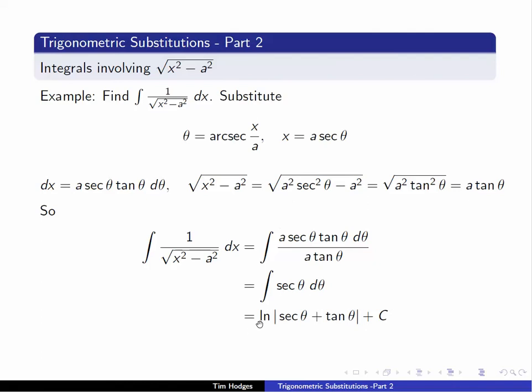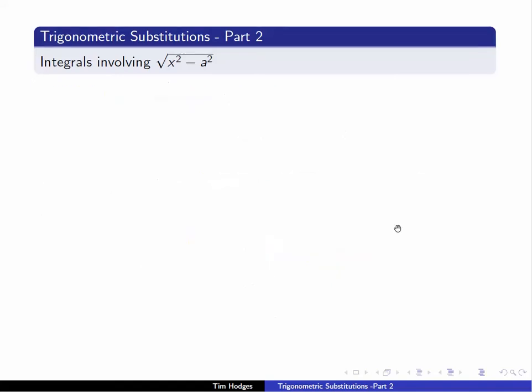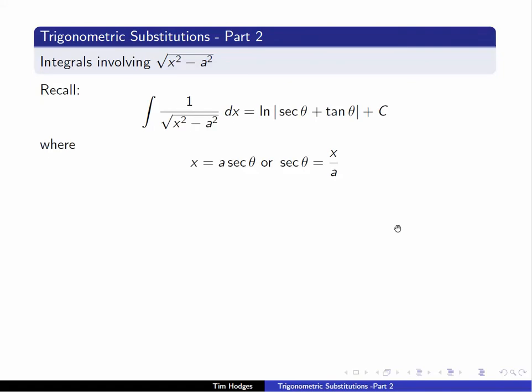So we end up with log secant theta plus tan theta plus c. And then the next stage is to substitute back to get x. Secant theta is x over a, and tan theta is root x squared minus a squared over a. We can also do that using the triangles as we did before.